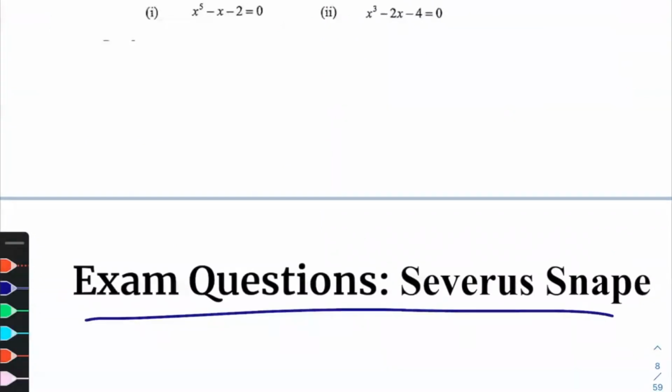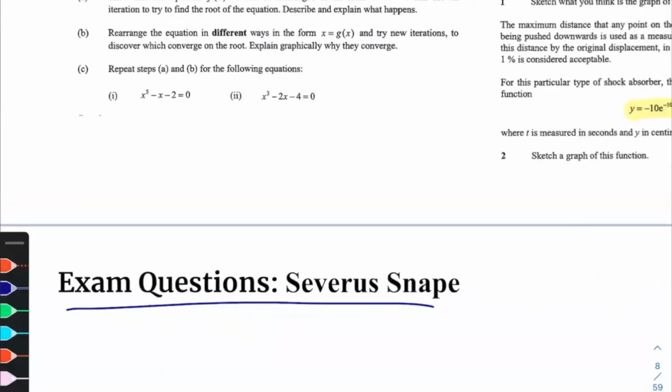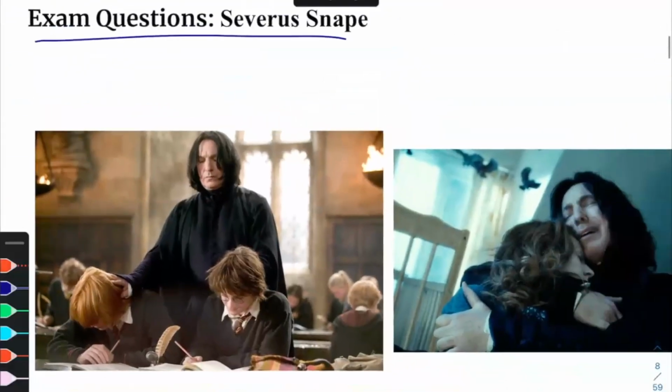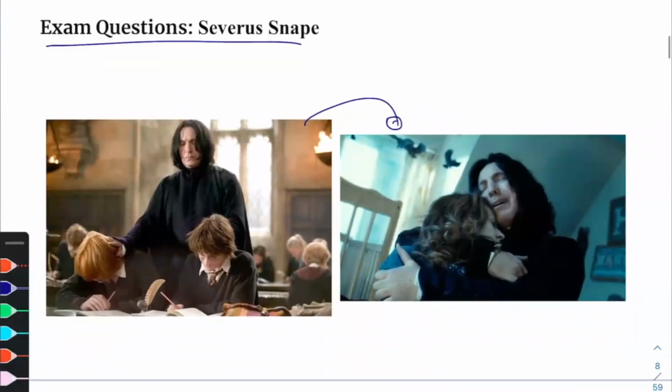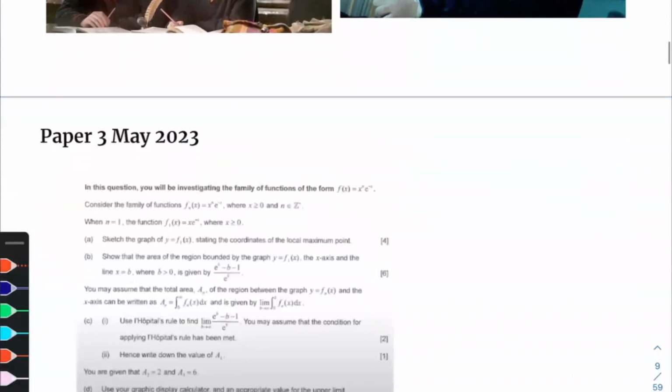I would compare the exam questions to Severus Snape, right? One of the main characters from Harry Potter, who appears to be very mean and menacing, but turns out to be very helpful guidance to the main character, Harry Potter. So he changes his role from mean to a very good man, right? And that's what I would say for the exam questions as well.